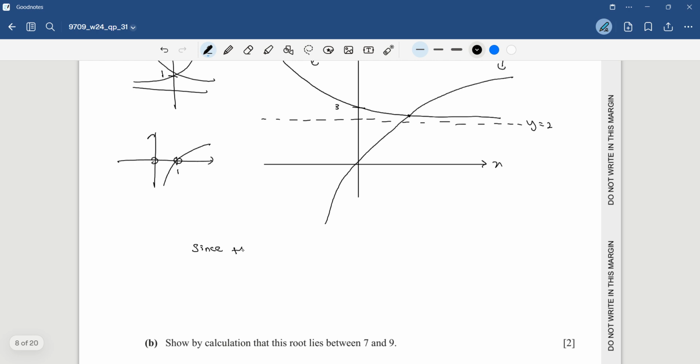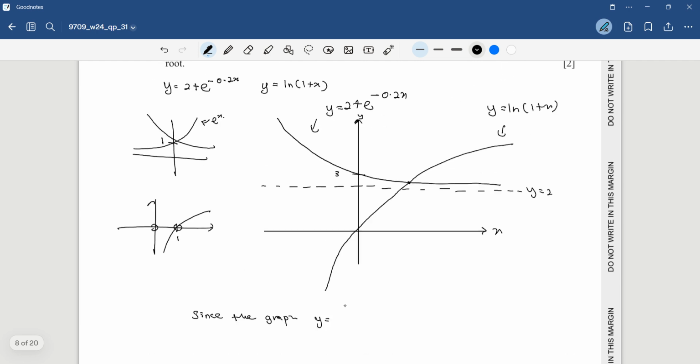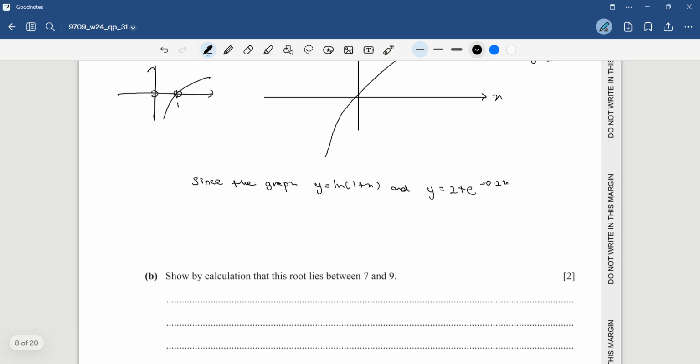Since the graphs y equals ln(1 plus x) and y equals 2 plus e to the negative 0.2x intersect at only one point, therefore 2 plus e to the negative 0.2x equals ln(1 plus x) has only one root.